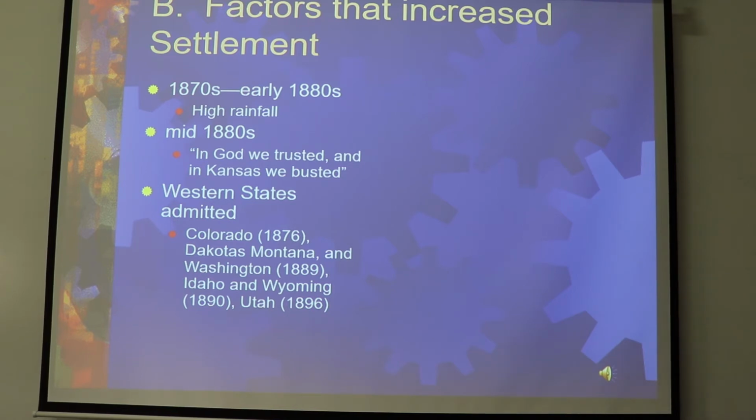Factors that increased settlement from the 1870s to the 1880s: it was a period of unseasonably high rainfall. By the mid-1880s, though, not only did it return to normal, but some places found themselves in drought. So you had a lot of families that packed up everything they owned on their wagons, painting "In God We Trusted" and "In Kansas We Busted." But still, through things like drip irrigation and ranching, population did stay there. The numbers did grow. Colorado became a state in 1876. The Dakotas, Montana, and Washington became states in 1889. Idaho and Wyoming in 1890. And Utah finally became a state in 1896.